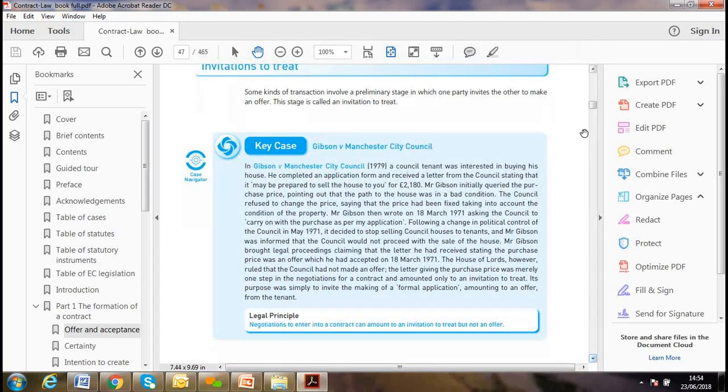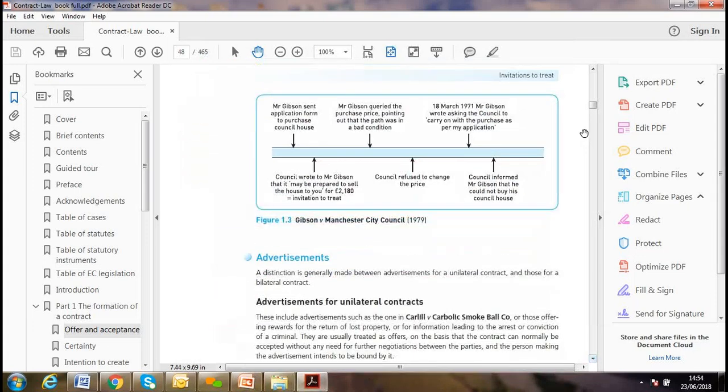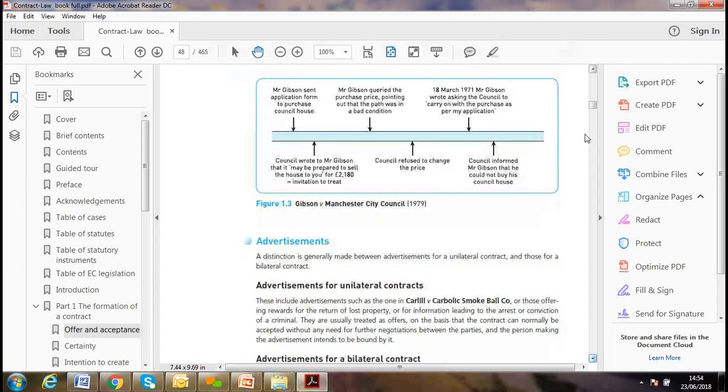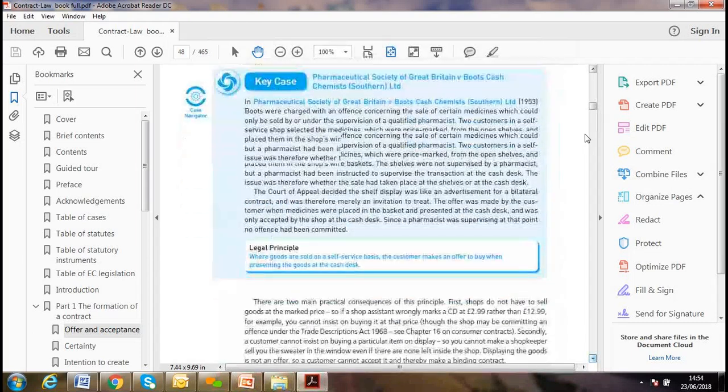We can quote cases like this, the case between these parties and the year. If you want, you can even just take a screen print. You can use it when you explain what is meant by invitation to treat. You will see there that advertising is an invitation to treat. Unilateral and bilateral contracts we just discussed.